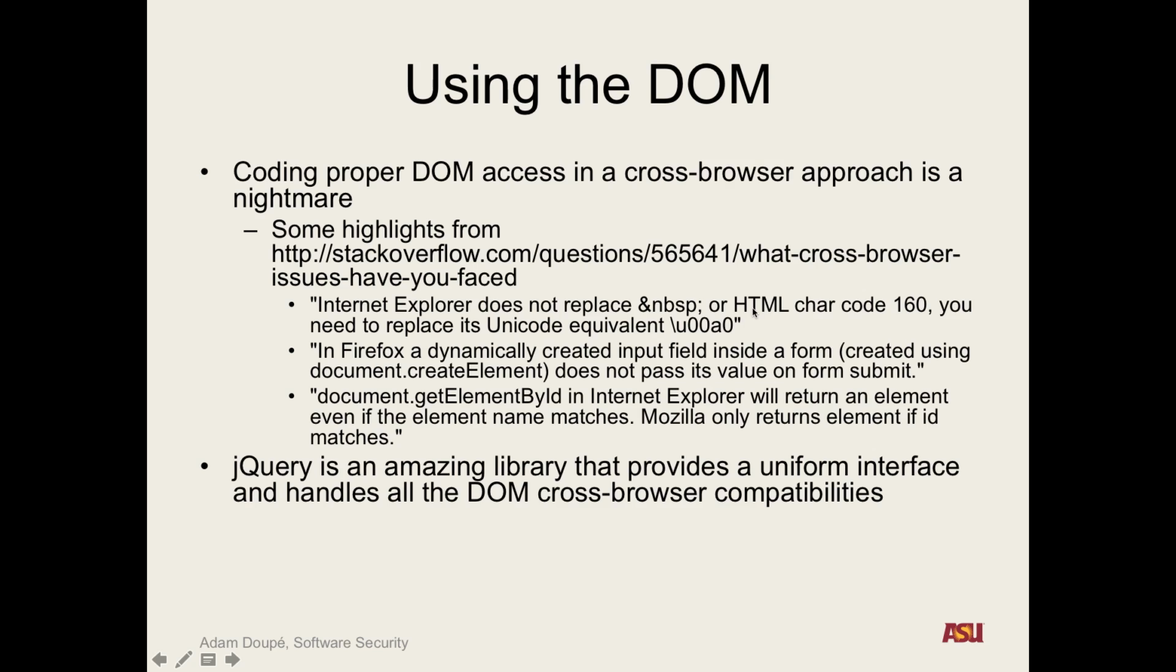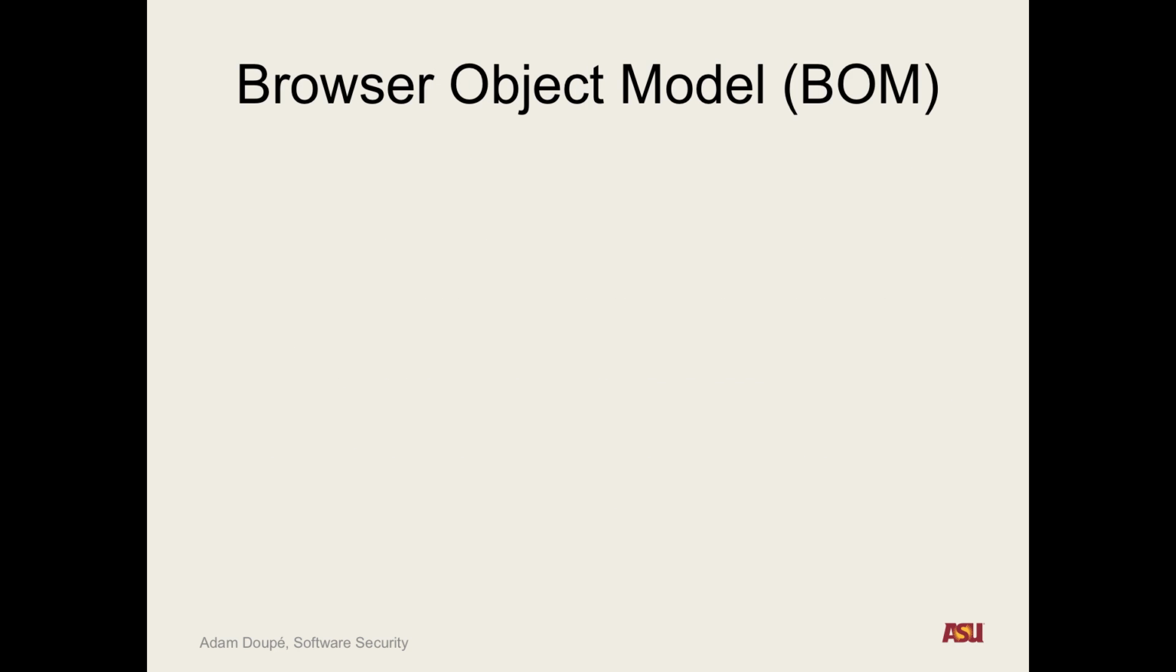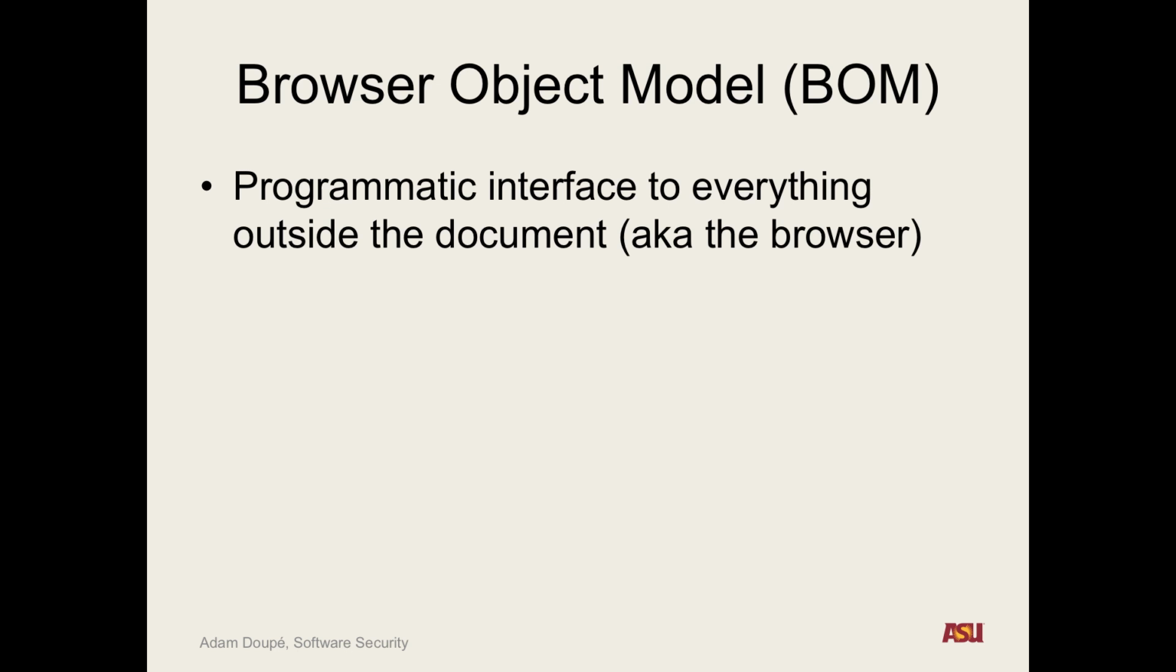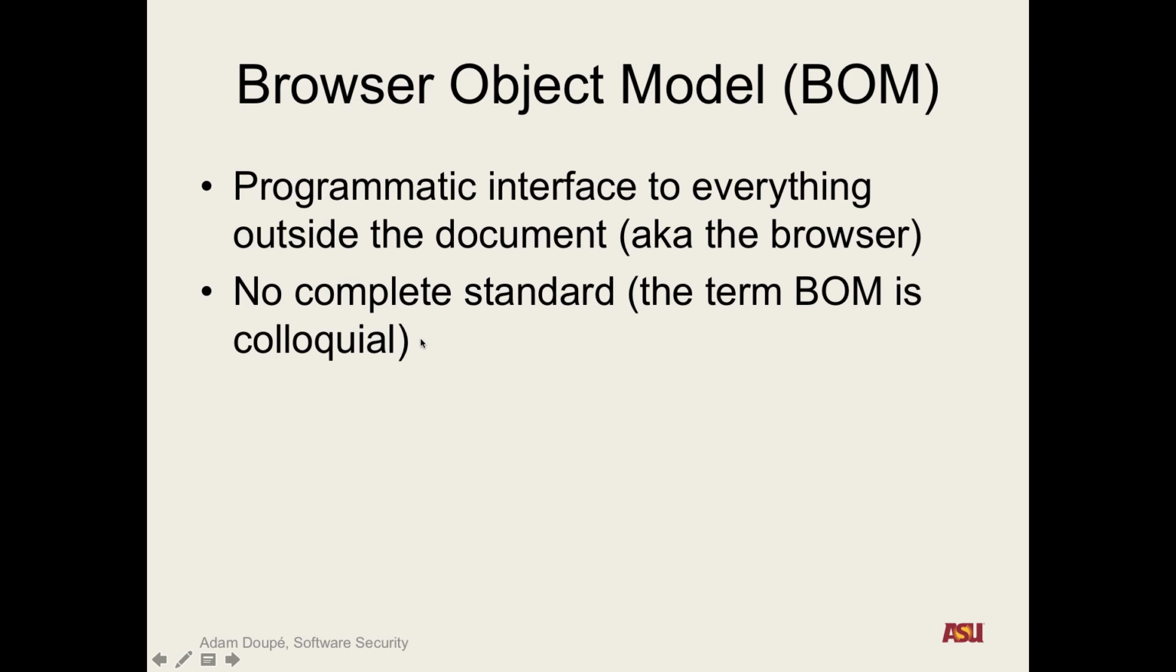Okay, so the document object model is all about how do we access the HTML of the page, right? Or essentially, how do we modify and interact with the content of the page. In contrast, the browser object model allows JavaScript to interact with the actual browser itself, right? So this doesn't have to do anything with the document, but with things outside of that. And of course, because it's the web, there is no standard of what is standard for the browser object model. And even this term, browser object model, is colloquial. It's not a standard term.